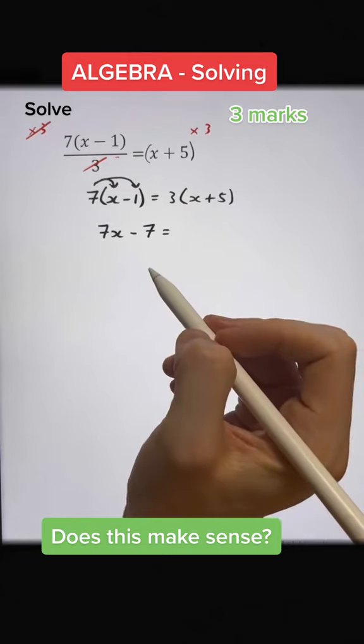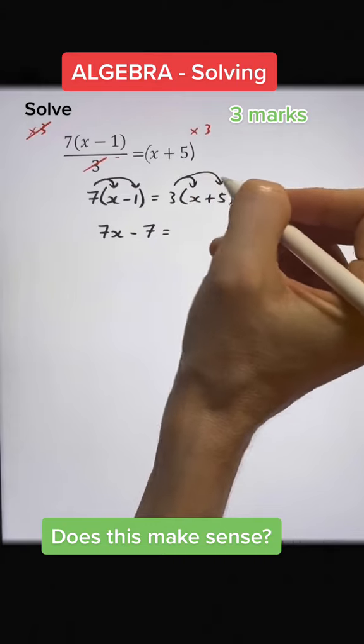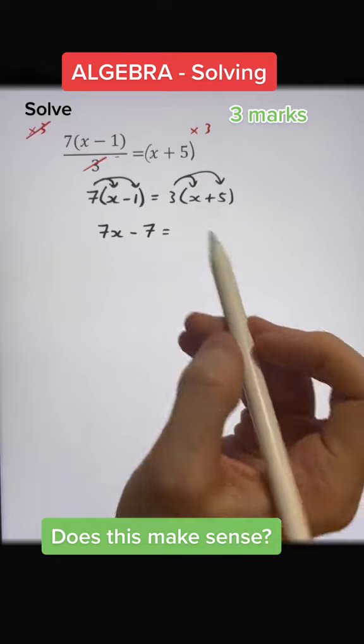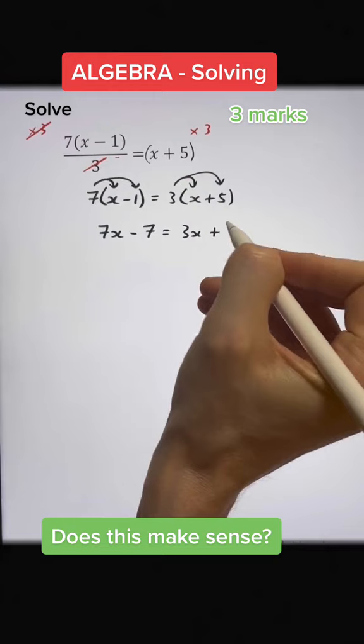On the right-hand side, I've got another single bracket. Expanding out the single bracket, whatever's directly outside, I multiply by each term directly inside the single bracket. Here 3 times x will give us 3x, and 3 times 5 will give us plus 15.